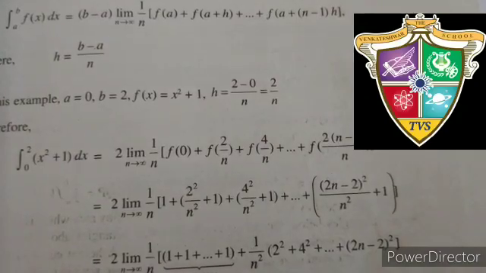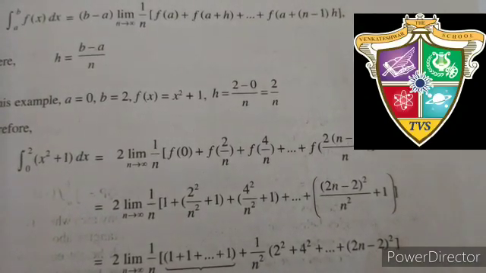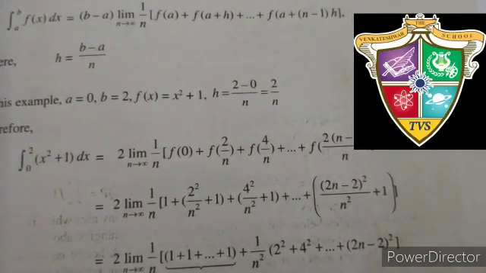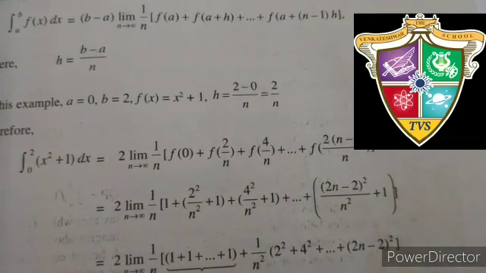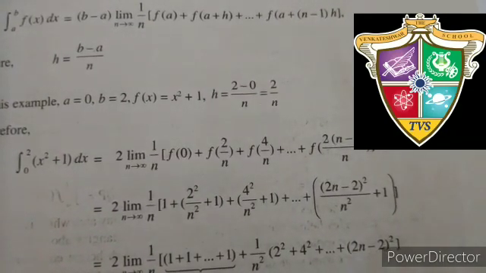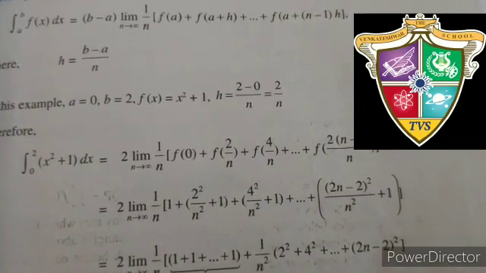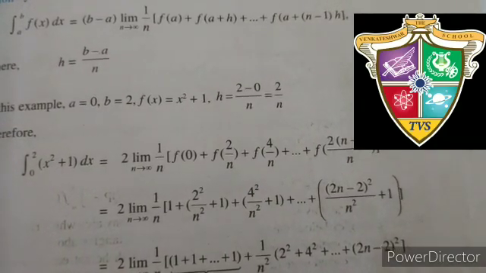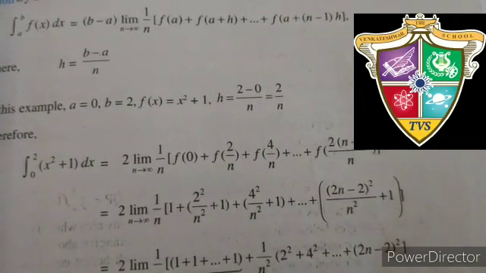Now, how to use this formula to solve the problem? Let me show you with an example. So, the formula is integral a to b, (b minus a), limit n tends to infinity, 1 by n, [f(a) plus dot, it goes on till f(a plus (n minus 1)h)], where h is equal to (b minus a) by n.